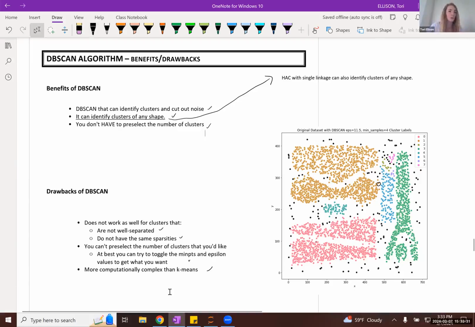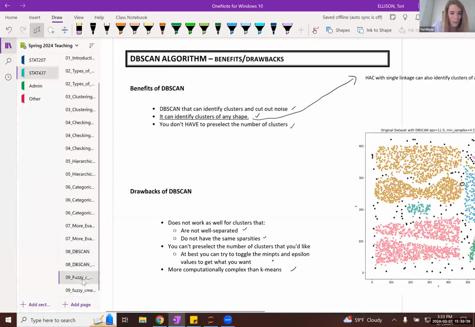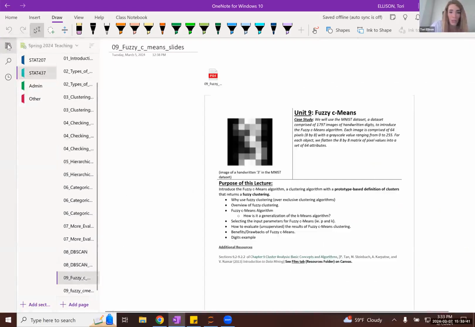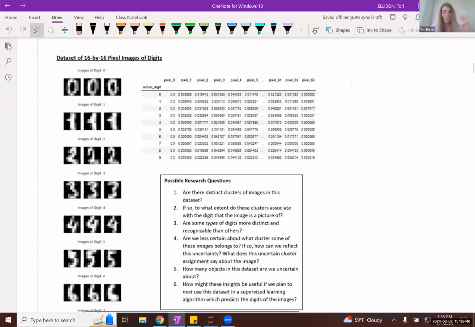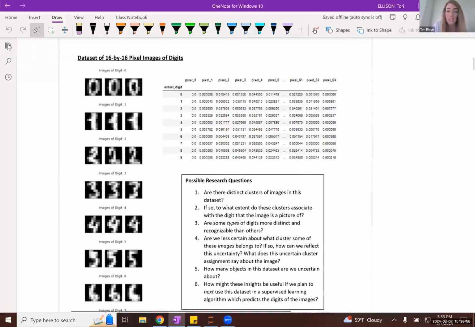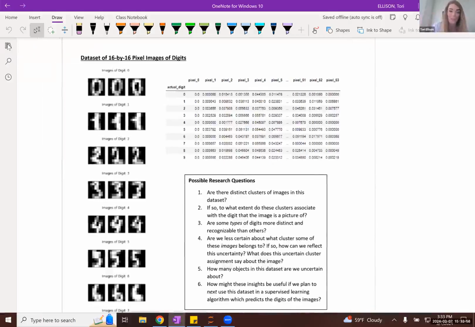All right, cool. Let's move right along to the fuzzy C-means clustering algorithm. Let's take a look at the data set that we're going to be exploring with our use of the fuzzy C-means clustering algorithm. The data set that we're going to be exploring in this unit is a sample of observations from the MNIST digits data set.